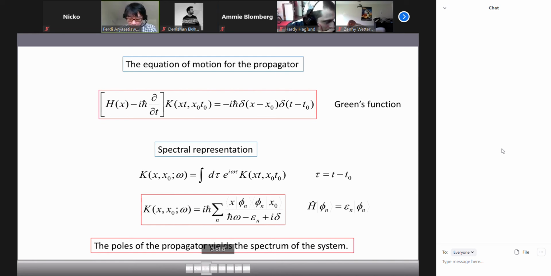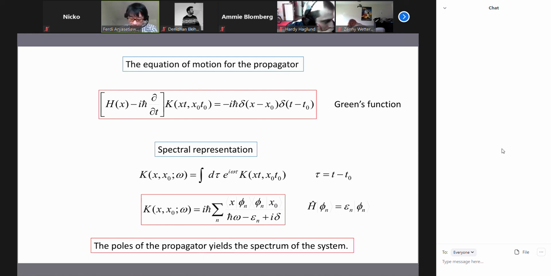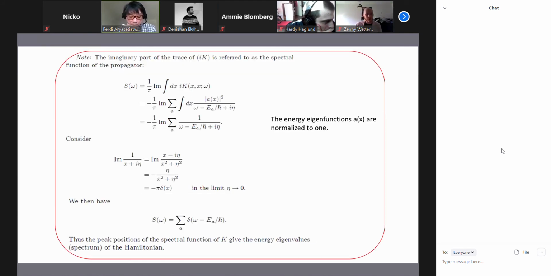So let's have a look at this propagator in more detail. If we consider the trace of this propagator multiplied by I, as we have here, this is just a definition. So we take 1 upon pi times the imaginary part of I times the propagator and take the trace. And we see that that is equal to a set of delta functions centered at the eigenvalues.